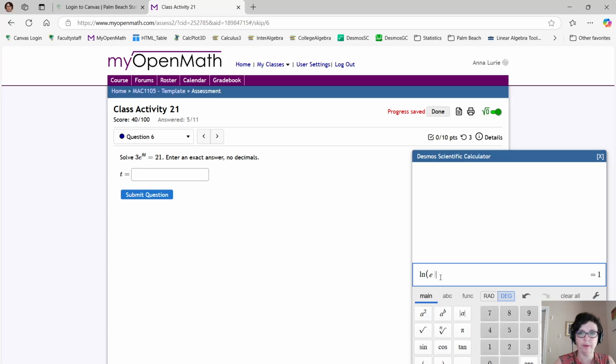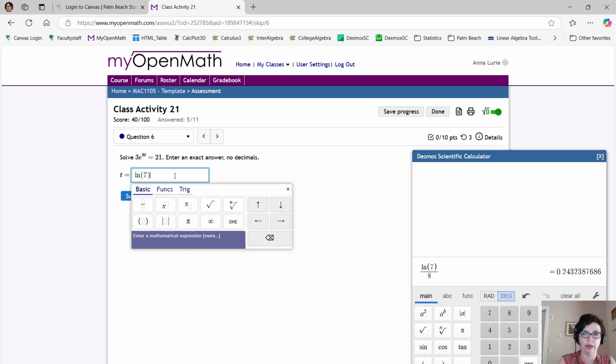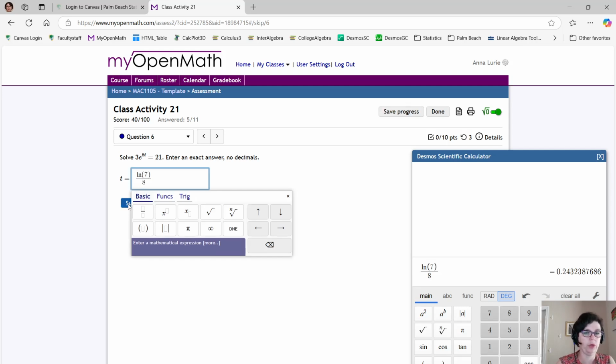So let's see. Okay, now we do want to put exact answers, so they just want us to put it like that. They don't want a decimal.